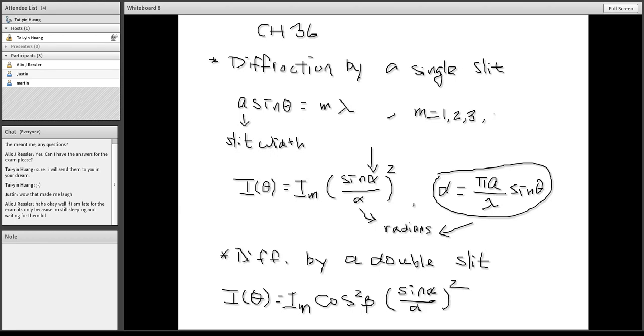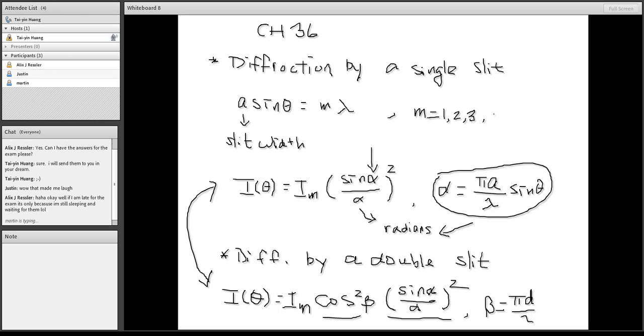If you compare these two equations, you can see that the diffraction by a double slit involves this term which comes from the single slit. And what is your beta? Your beta here is equal to pi d over lambda, the wavelength of light sent through the slits, times sine theta. Here d is the slit spacing because we're talking about a double slit, and a is the slit width.